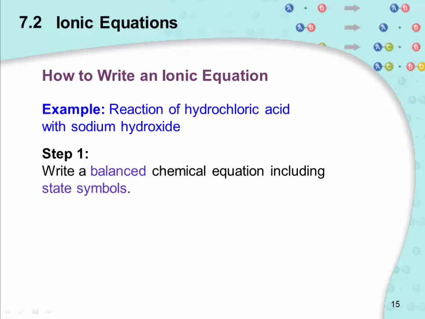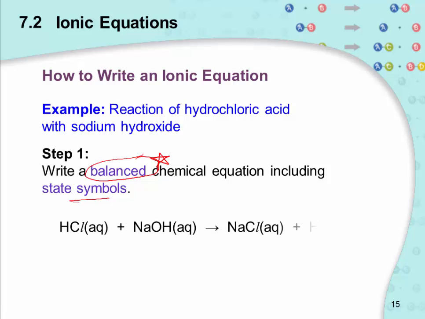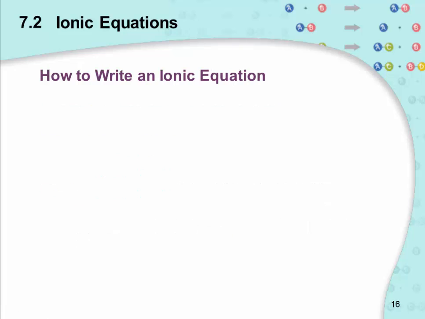So, how to write an ionic equation? First of all, let me emphasize, you must have a balanced chemical equation with state symbols. Without state symbols, you will not know which ions you need to break down. In this case, HCl aqueous, sodium hydroxide aqueous, sodium chloride aqueous, you know that these aqueous substances are the ones that can break down into ions.